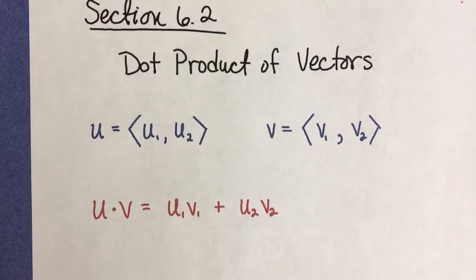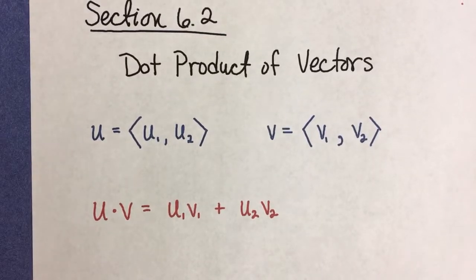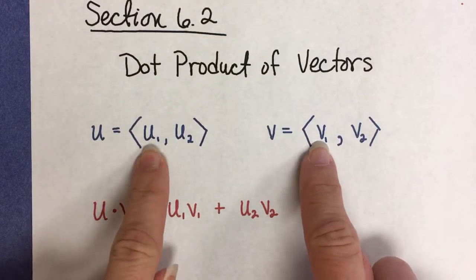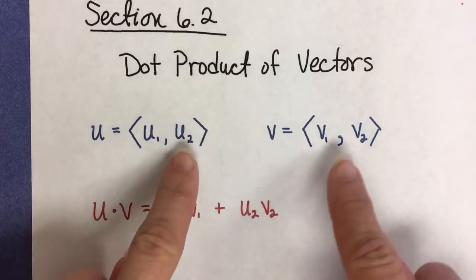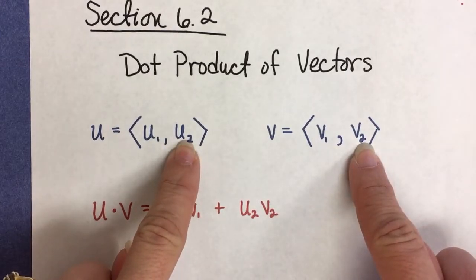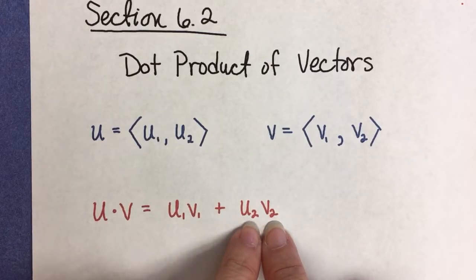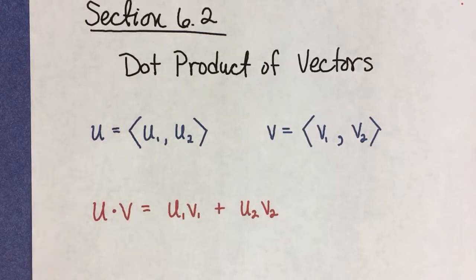then all that you have to do is take the first component from each of those vectors and multiply those, and then take the second component from each vector, multiply those, and then add those two products together, and you will have what's called your dot product.